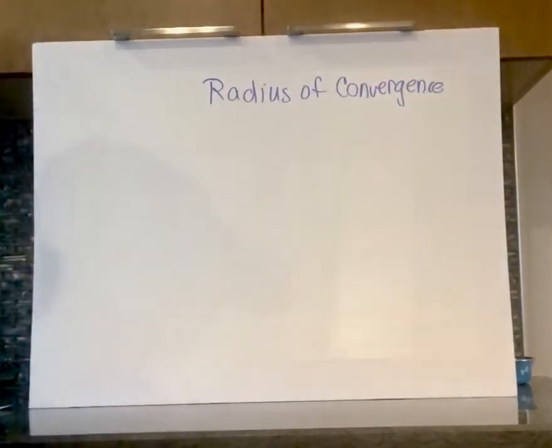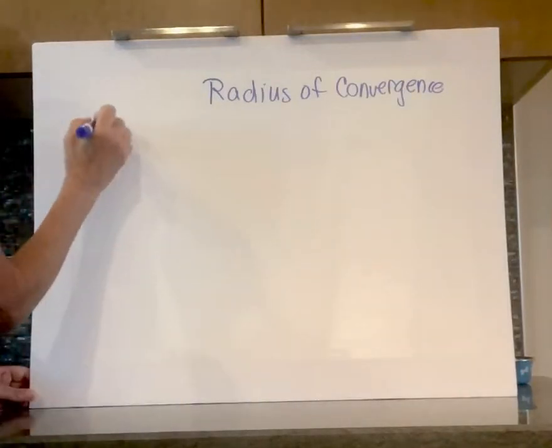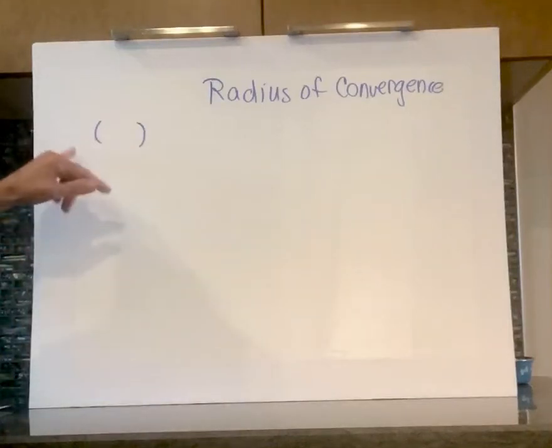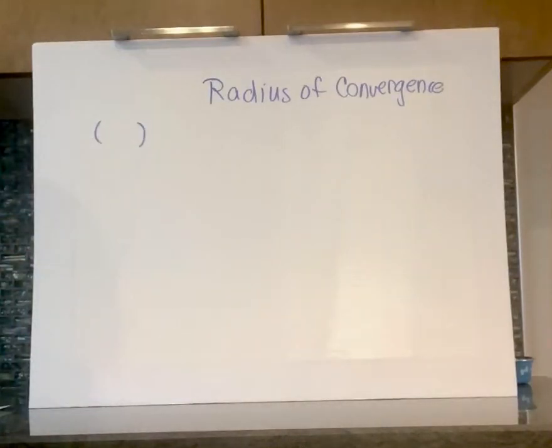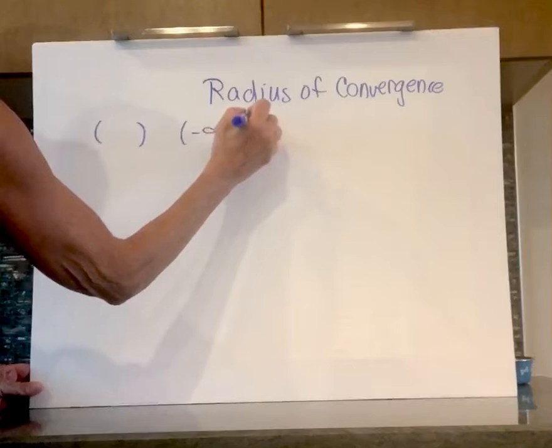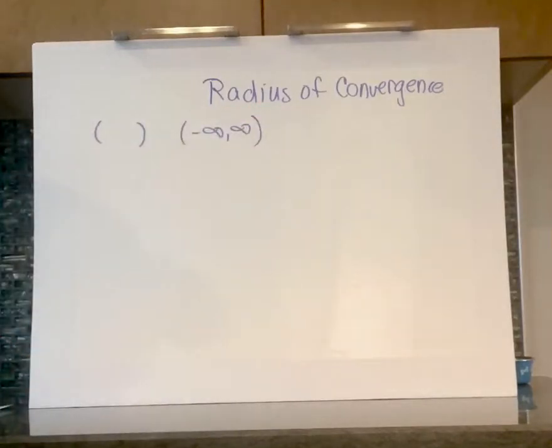If a power series converges, it either converges on a specific interval, which looks like this. It could have square brackets, it could have round brackets, it could have one of each. We'll get to that. It could converge everywhere. If it converges everywhere, we say it converges and it looks like this. Or it can converge nowhere, which means it diverges. Okay, so those are our three options.